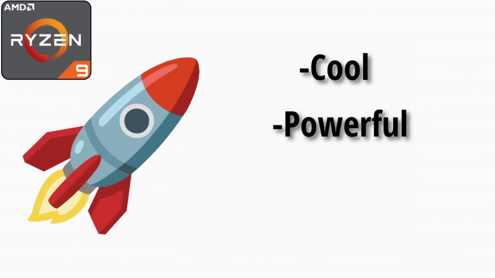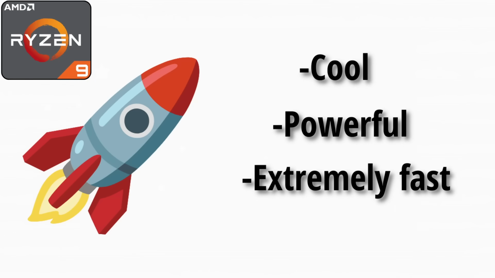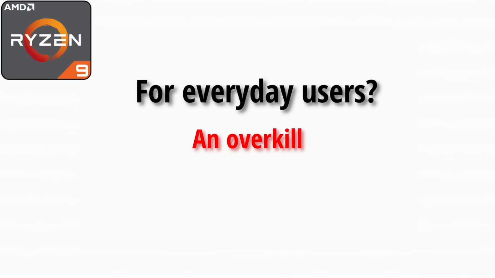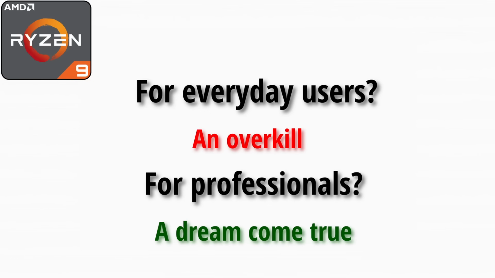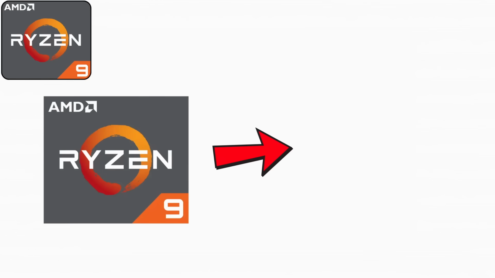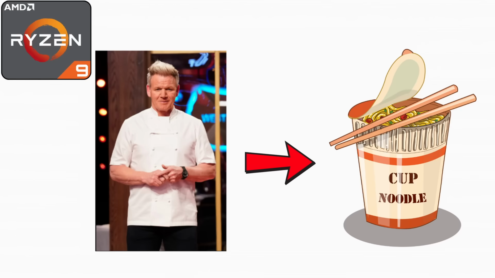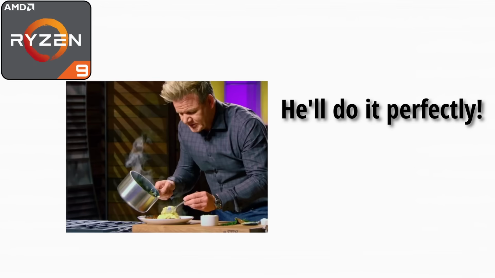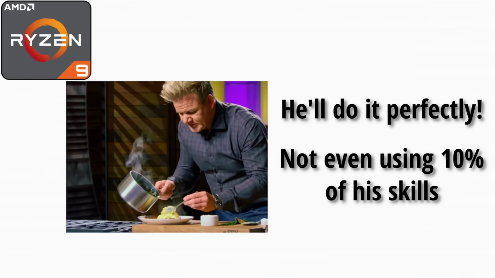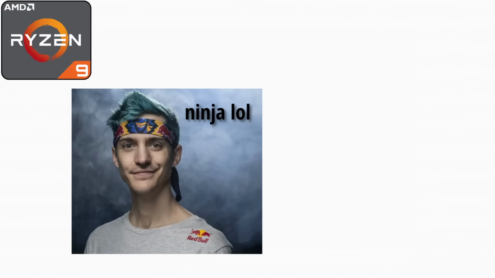Cool, powerful, and extremely fast. But do you really need it to go buy groceries? For everyday users, it's overkill. For professionals, it's a dream. Buying Ryzen 9 just for gaming is like hiring Gordon Ramsay to make you instant noodles. Sure, he'll do it perfectly, but you're not using even 10% of what he's capable of. Best for high-end content creators, professionals who make money with their PC, or the kind of gamer who refuses to compromise on anything.